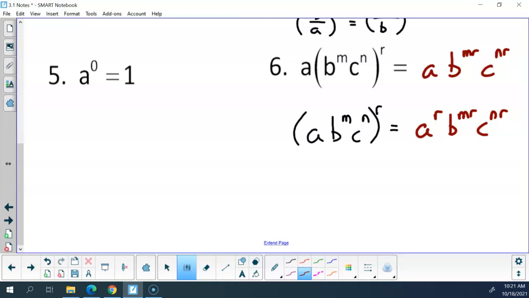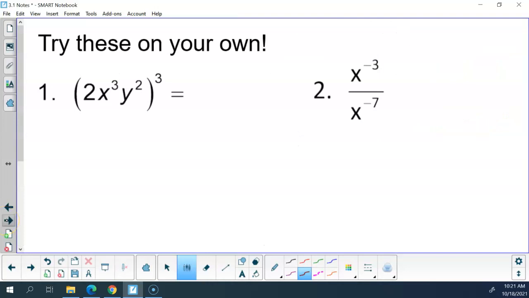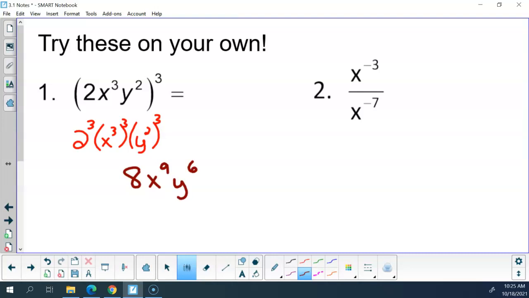All right, let's try some. Try those two. Give you a couple of minutes here to try those two. So this is going to be like 2 to the 3rd power, x cubed to the 3rd power, y squared to the 3rd power. 2 times 2 times 2, because that's really what 2 to the 3rd power means. 2 times 2 is 4, times 2 more is 8. Wait, it really is, I promise. X to the 9th power, y to the 6th power.